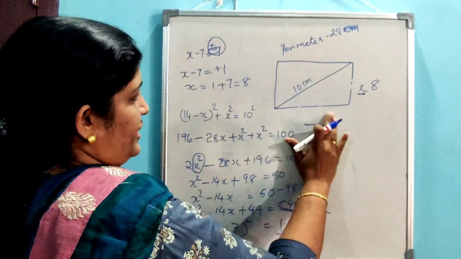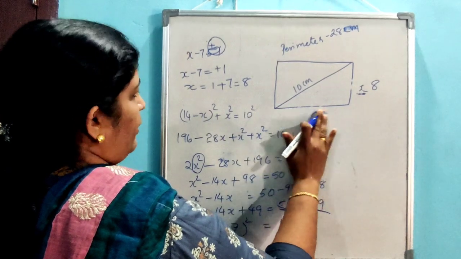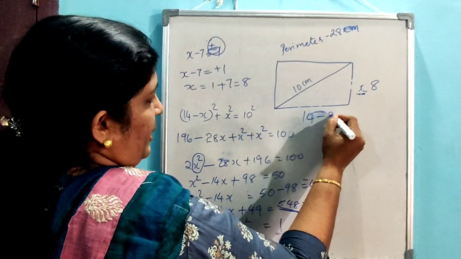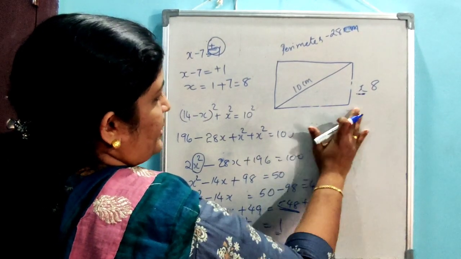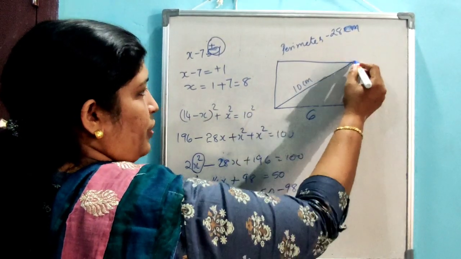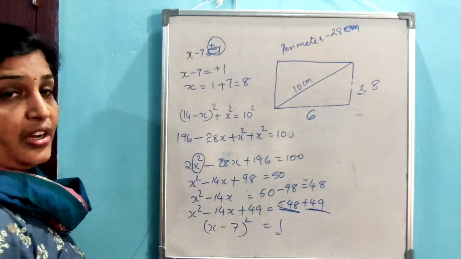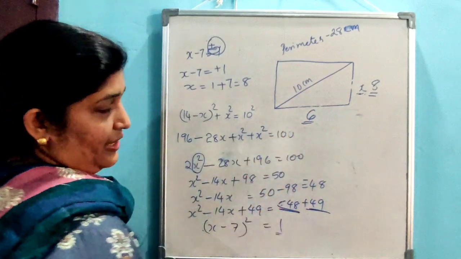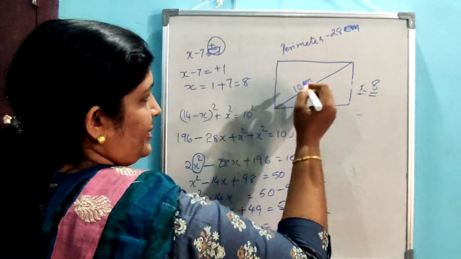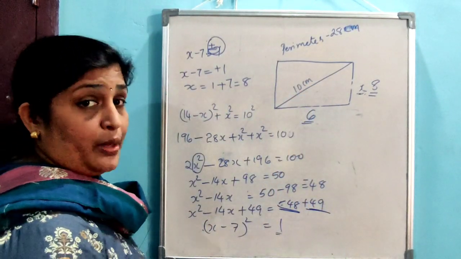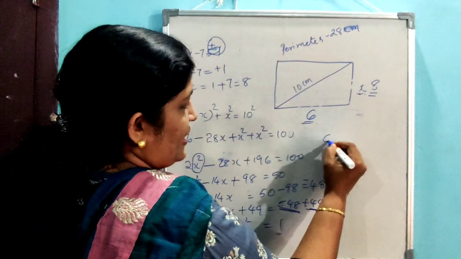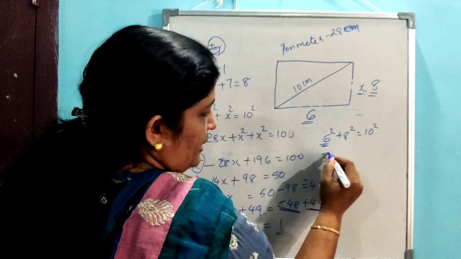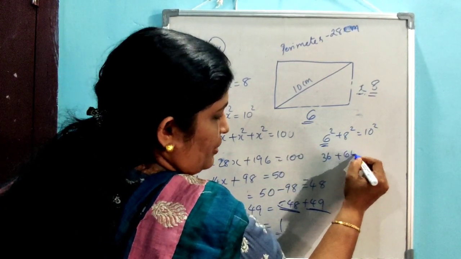This side is equal to 8. Then what about this side? That is equal to 14 minus x, 14 minus 8 is equal to 6. So this side is equal to 6. So we can easily make a rectangle with sides 6 and 8 and diagonal 10. The 6, 8, 10 are Pythagorean triplets. What do we mean by Pythagorean triplets? That is 6 square plus 8 square is equal to 10 square. We can check this: 36 plus 8 square is equal to 64.